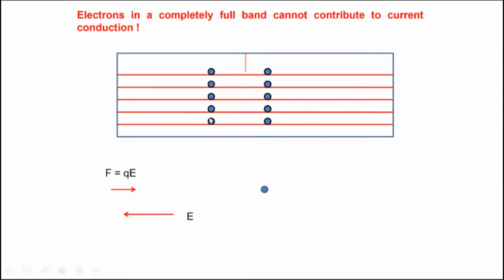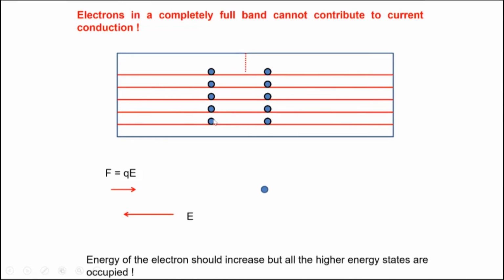But now note the electrons that you see here, where will it go? If I focus on this particular electron, if it has to respond to the electric field and gain energy, where can it go? There is no place to go anywhere in this particular band. Similarly, I take any electron, there is no place for this particular electron to go here.